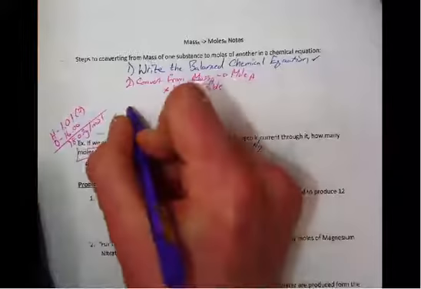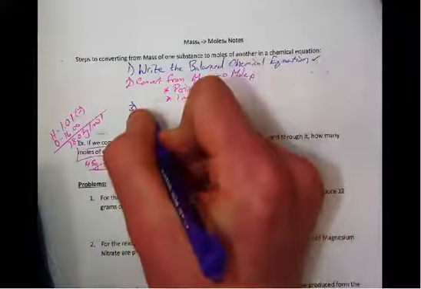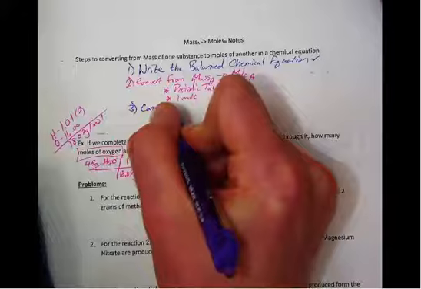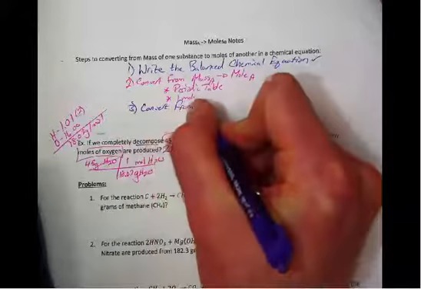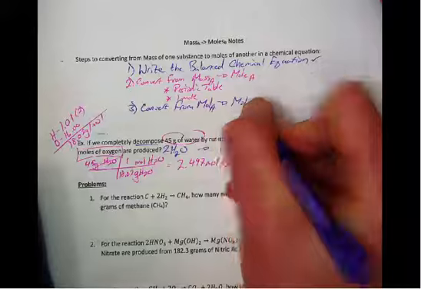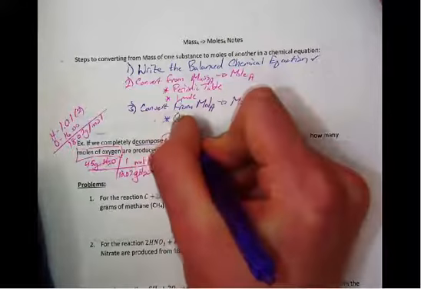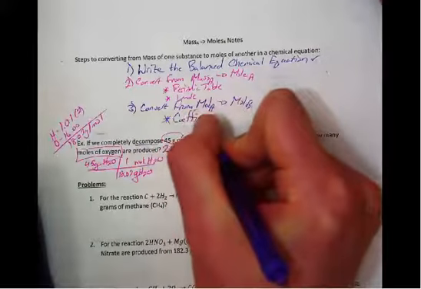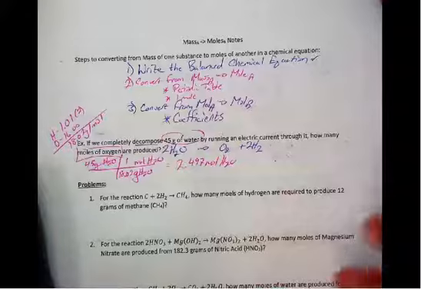So we're going to cross the mole bridge, and again, in order to cross the mole bridge, we're going to convert from moles of A to moles of B. Now these come from our coefficients. These are our molar ratios. This is the ratio in which they combine.